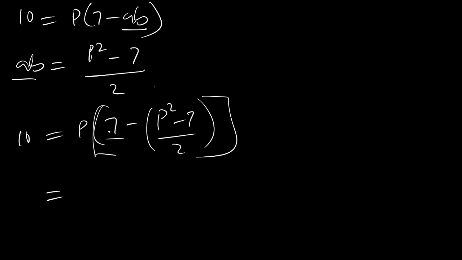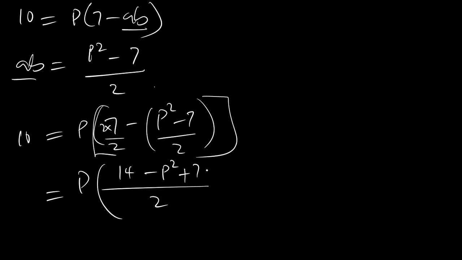Now, this is the same thing as saying multiply 7 by 2 and divide the whole by 2. Because this 2 cancels this 2, it's the same thing. So you have p into 14 minus p squared, minus times minus, you have plus 7, all over 2.